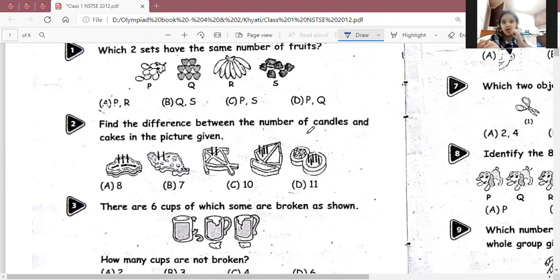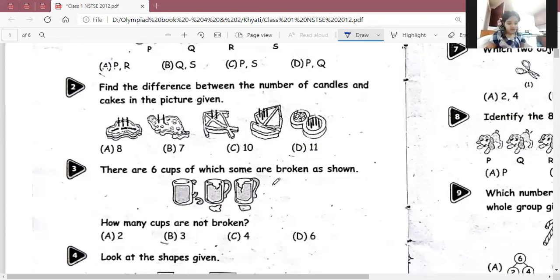Find the difference between the number of candles and cake in the given picture. So, how many cakes and how many candles? 1, 2, 3, 4, 5 cakes. And 1, 2, 3, 4, 5, 6, 7, 8, 9, 10, 11, 12, 13, 14, 15, 16 candles. 16 minus 5 equals 11. Which option is right? D. Yeah. Next.